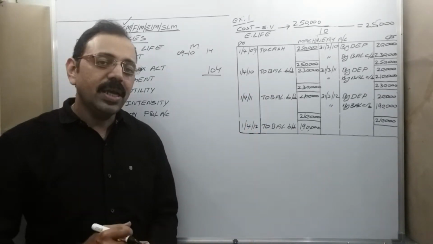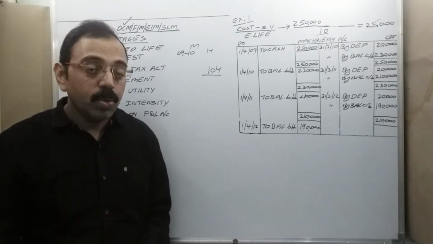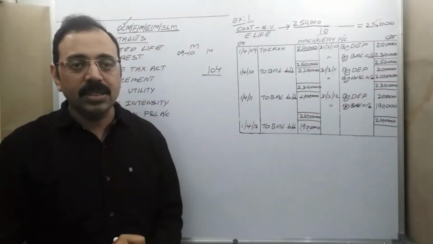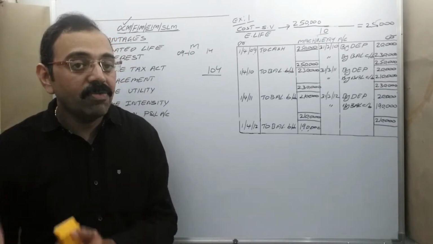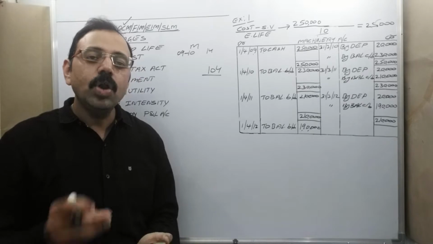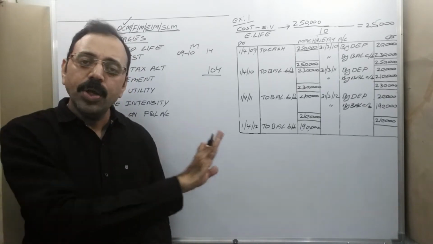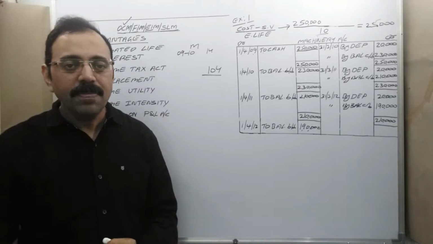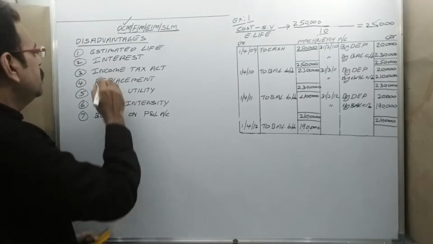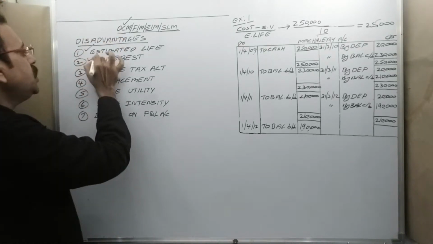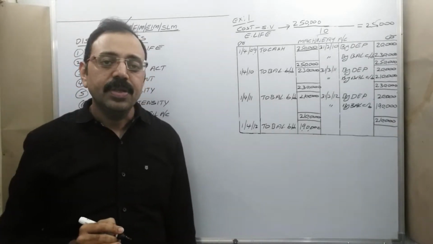See, I am not saying that we should not calculate depreciation by using this method on machineries, on vehicles. If you can exactly estimate the life of the asset, then even on machinery, even on vehicles also, we can use this method. Okay? Then, next disadvantage is interest factor.